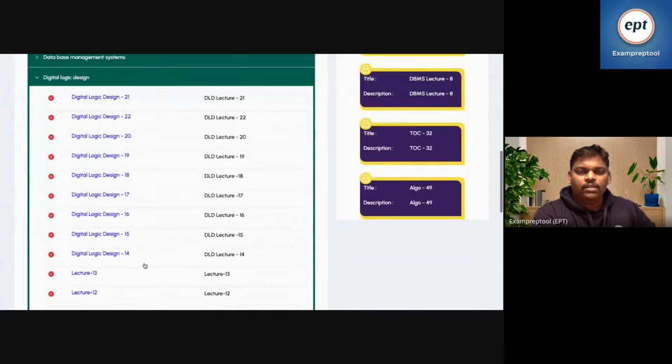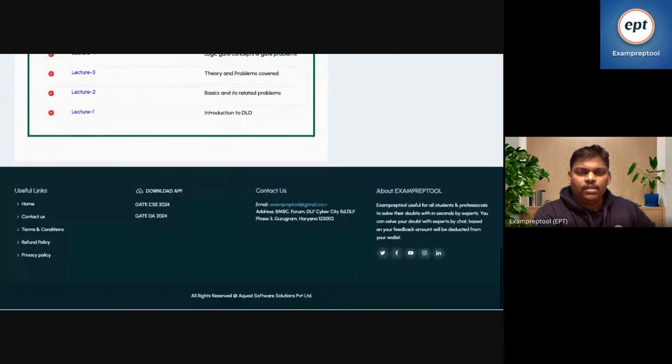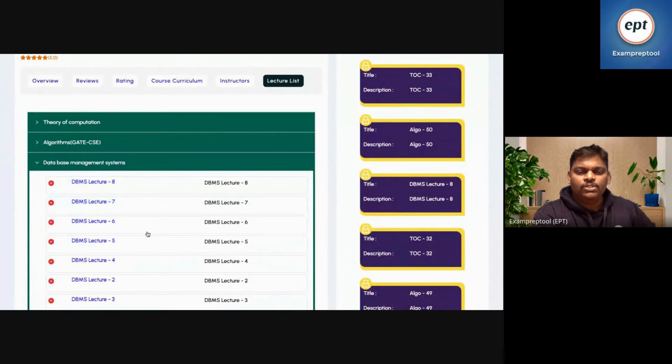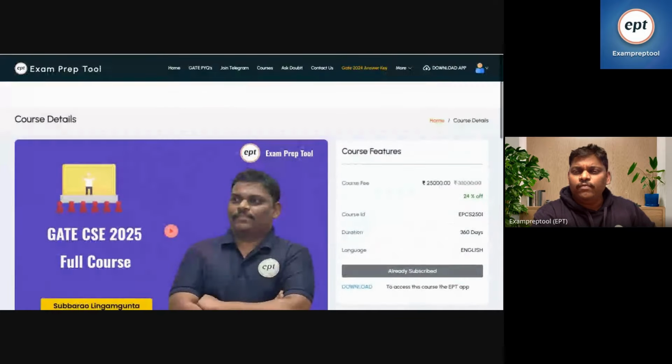Suppose that I clicked one of that, digital logic design. So these are all the classes. Digital logic design, right, database management system, these all are there. So what I want to say is everything is available. DBMS, there is no linking at all. You can follow at any time. Next one, discrete mathematics, there is no linking at all. You can follow anytime. Aptitude, you can follow at any time. Mathematics, you can follow at any time. Computer network, you can follow at any time because there is no linking.